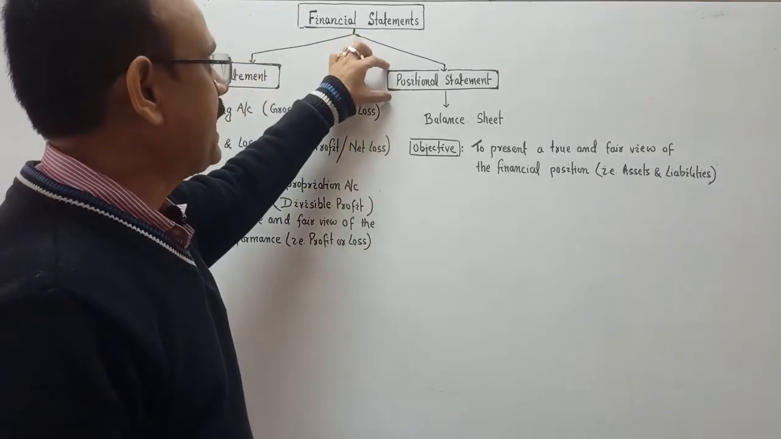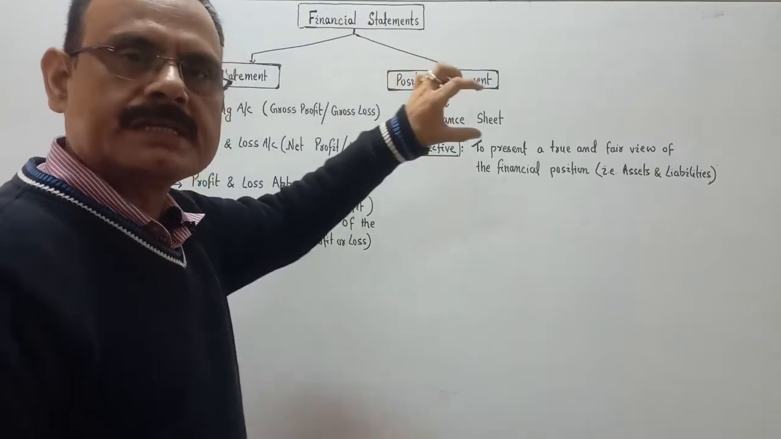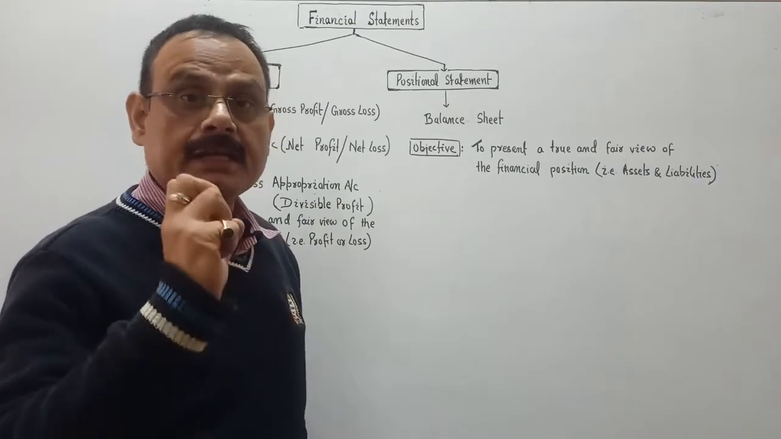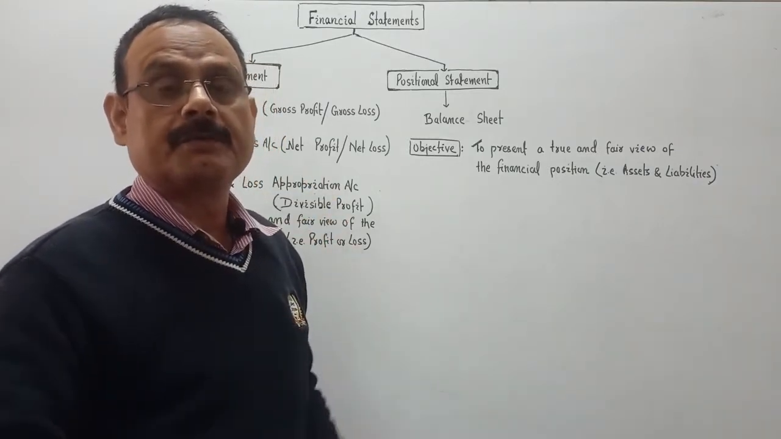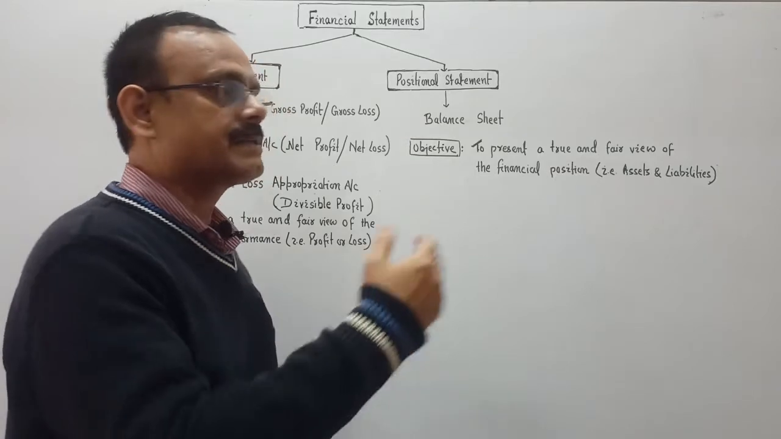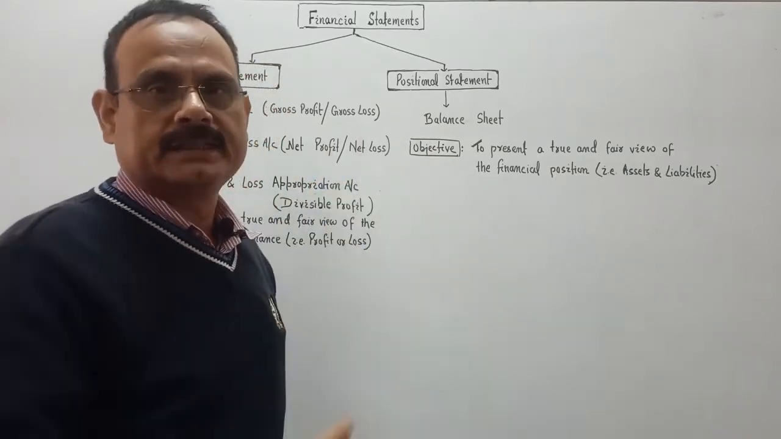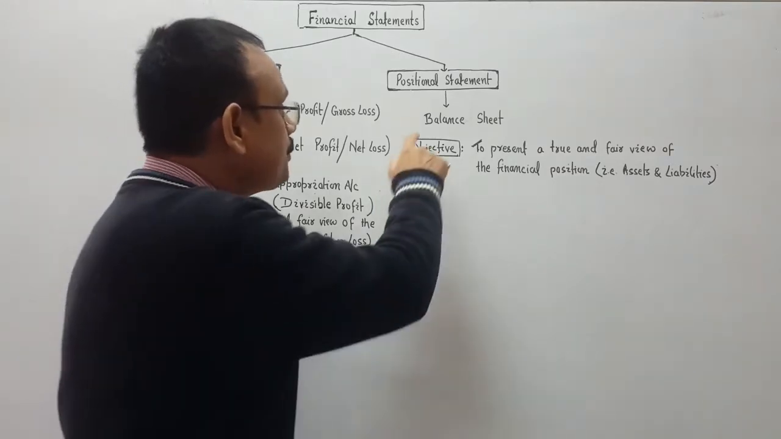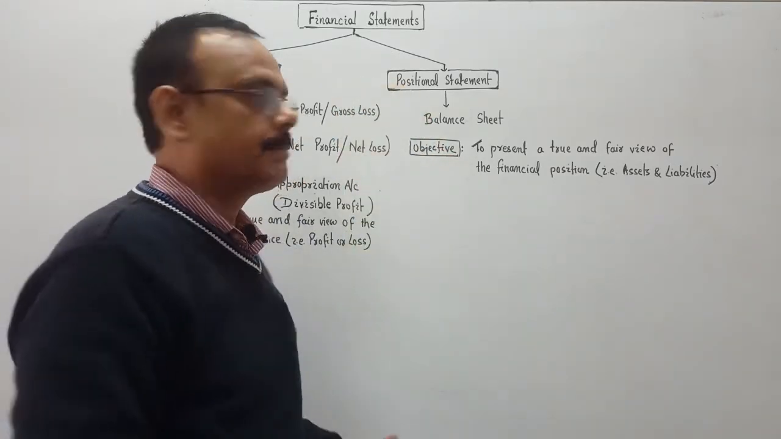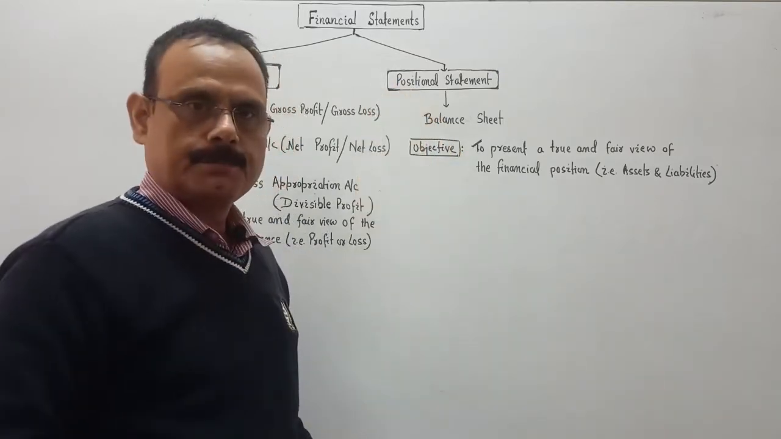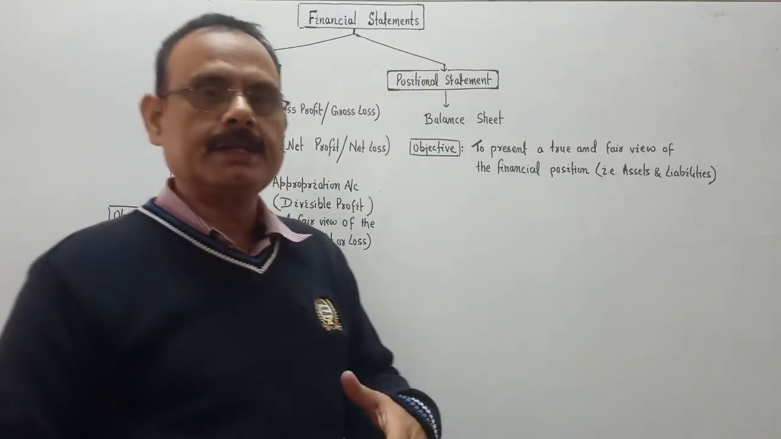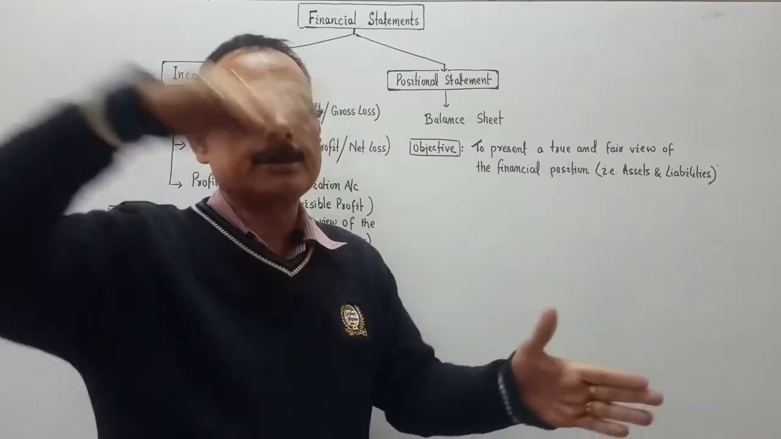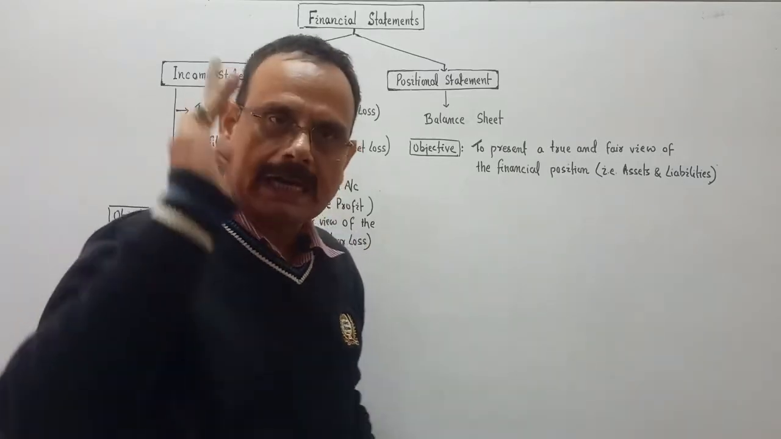Coming to the positional statement. In positional statement, we see the health of the company, the financial health of the business in terms of assets and liabilities. How much assets the business has, what are those assets, and what are the liabilities of the business, and what are those liabilities. For that we prepare the balance sheet. On one side of the balance sheet, the left side, we write all liabilities, and on the right side of the balance sheet we write all assets.